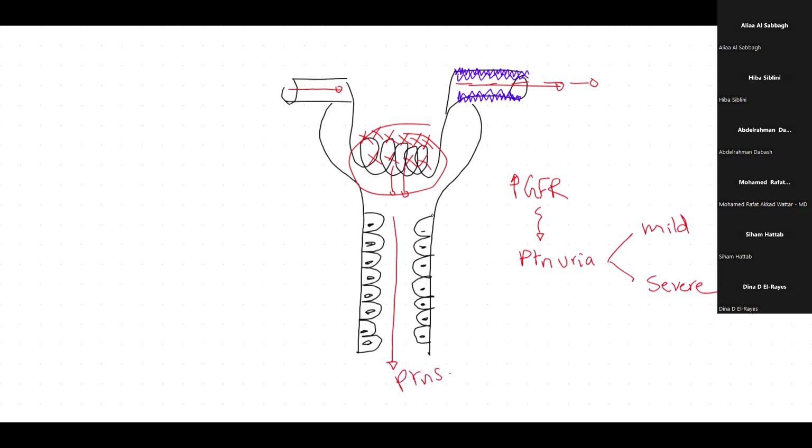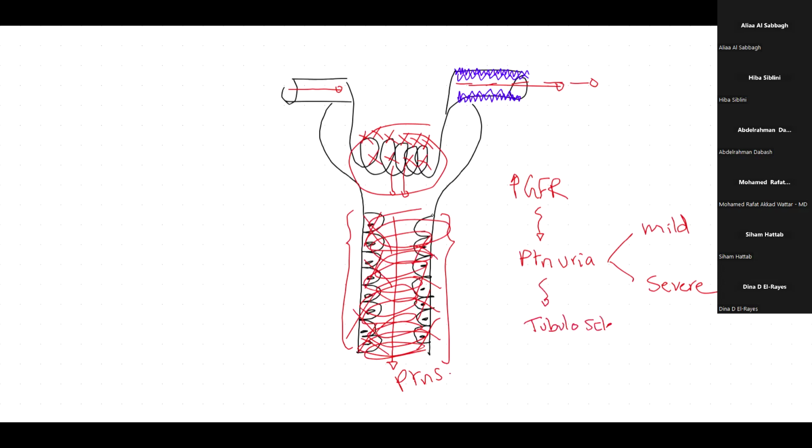Proteins, when they get filtered, start irritating the tubular epithelium. This leads to tubular epithelial chronic inflammation, which leads eventually to chronic nephrosclerosis, tubulosclerosis. This leads to tubular obstruction, and the tubular obstruction will lead to decrease in GFR, because now the filtrate is getting filtered into an obstructed tubule. So eventually the GFR will decrease, and this will lead to diabetic renal failure.